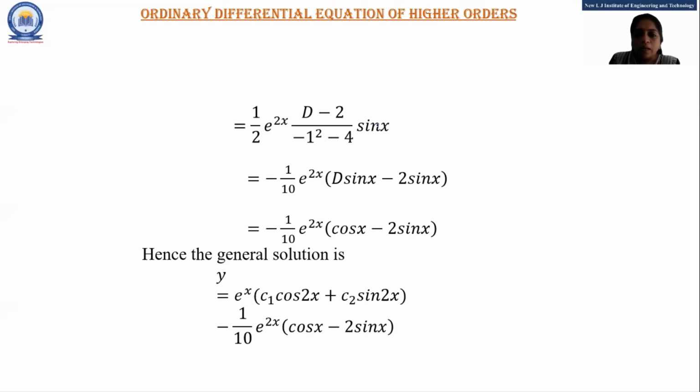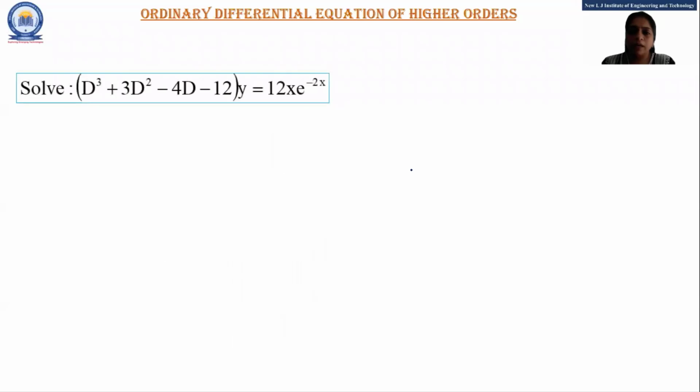Now D into sin x and minus 2 into sin x. So D into sin x, that is cos x, d by dx, right? Minus 2 sin x. Hence the general solution is y is equal to CF plus PI. Okay, students. So this is about case 4. Case 4 you can do only if you know case 1, 2 and 3, right?